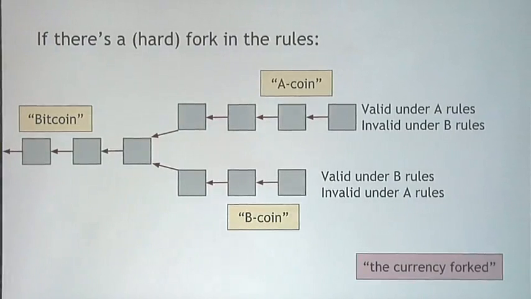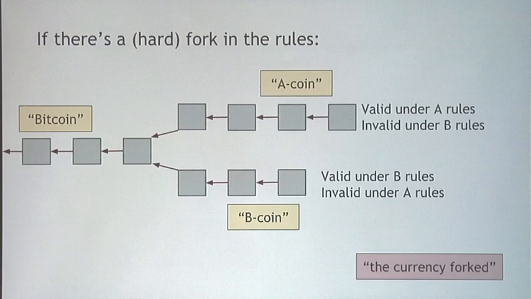So when this happens, we might say that the currency forked, that it's not just the software or the rules that forked or the software implementing the rules that forked, it's the currency itself that forked. And that's an interesting thing that can happen in a system like Bitcoin that couldn't happen in a traditional currency where the option of forking is not available to users.